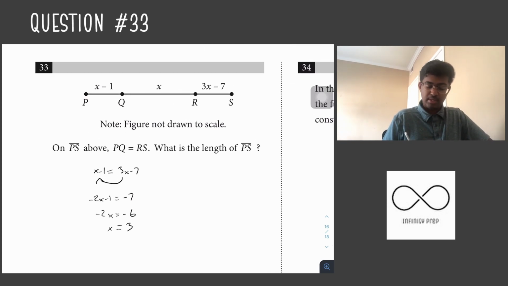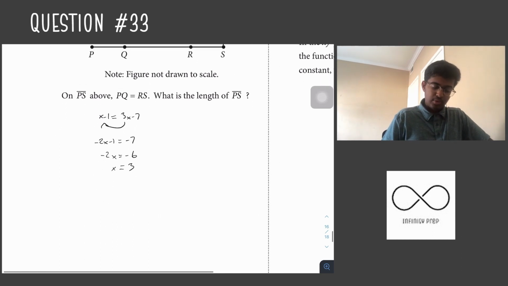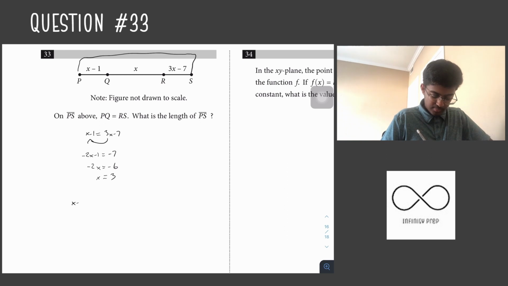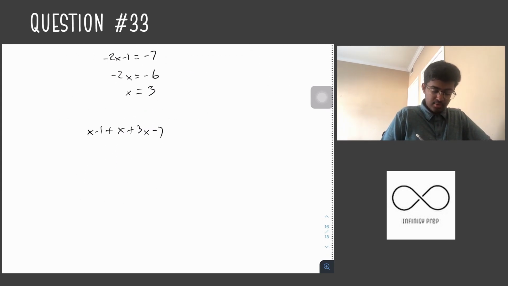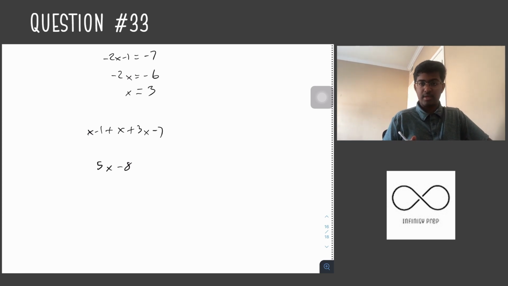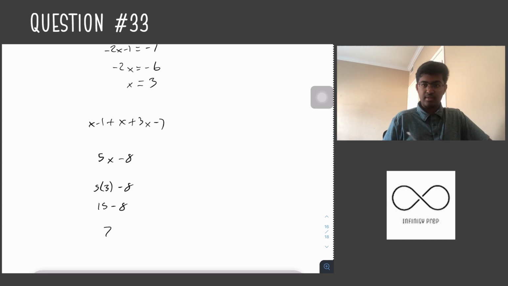Now it's asking for the length of PS, which is the whole thing right there. If we look just in terms of x, PS is x minus 1 plus x plus 3x minus 7. When we combine the like terms, we get x plus 3x is 5x, negative 1 minus 7 is negative 8. So when we simplify, we get 5x minus 8. All we need to do is plug in 3 for x to get the length of PS. So 5 times 3 minus 8, which is 5 times 3 is 15, minus 8. 15 minus 8 is 7. And that's the length of PS.